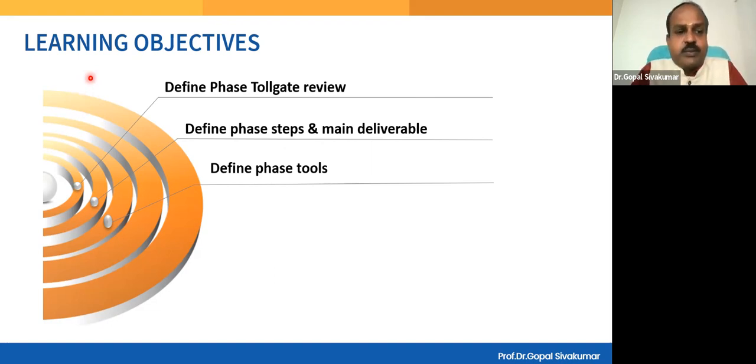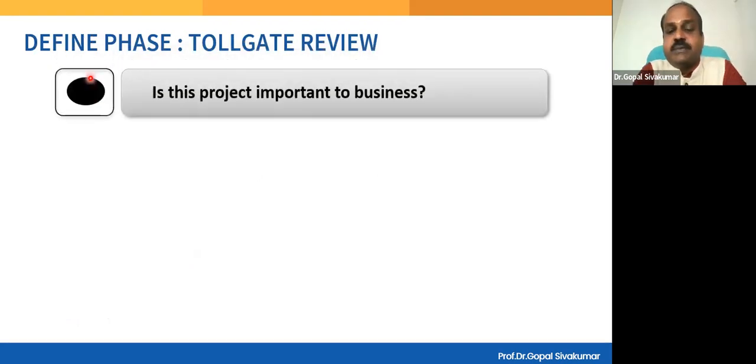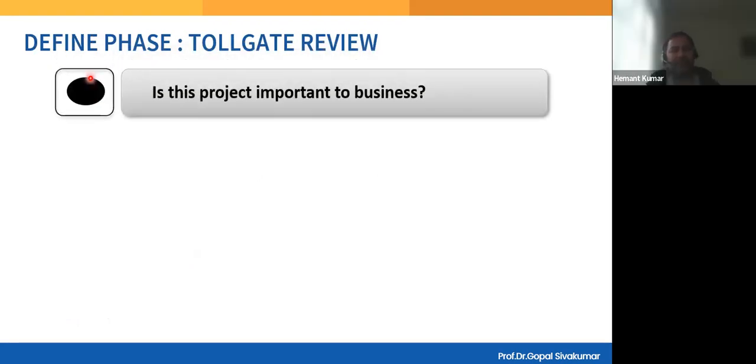If the response is convincing, they'll give a green signal to move on to the measure phase, right? So what are such questions? And then define phase steps, deliverables, and the tools you will be using in the define phase. The first question: is this project important to business?